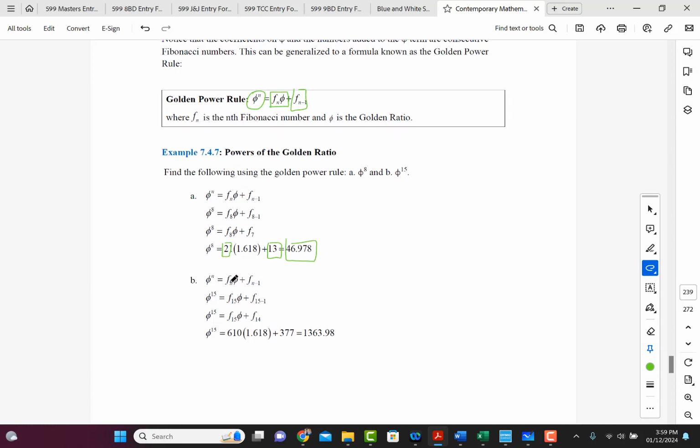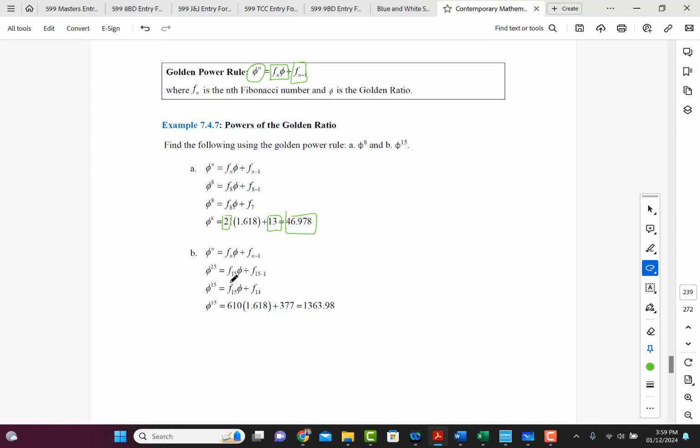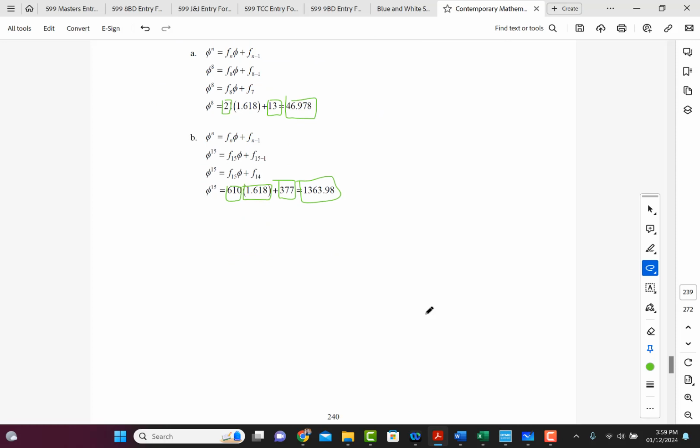And then if we do it for 15, we do the same thing. We take the 15th Fibonacci number, 610, times phi, 1.618, plus the 14th Fibonacci number, which is 377, and we get 1363.98. So again, pretty straightforward.